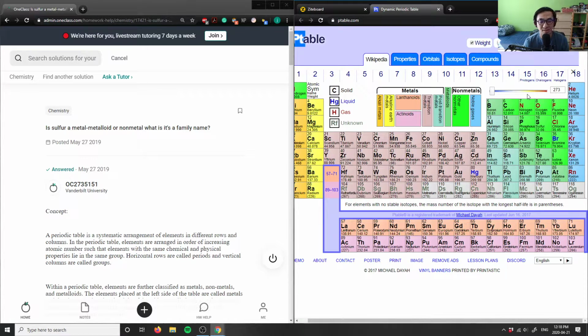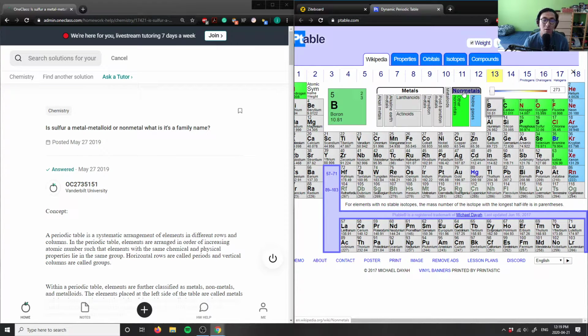With hydrogen being the exception, obviously. And then for metalloids, it's kind of this little downward staircase. So boron, silicon, germanium, arsenic, antimony, tellurium, and astatine make a downward staircase in our periodic table. These here are metalloids. As you can see, our nonmetals are the green block here, and sulfur belongs in that green block.